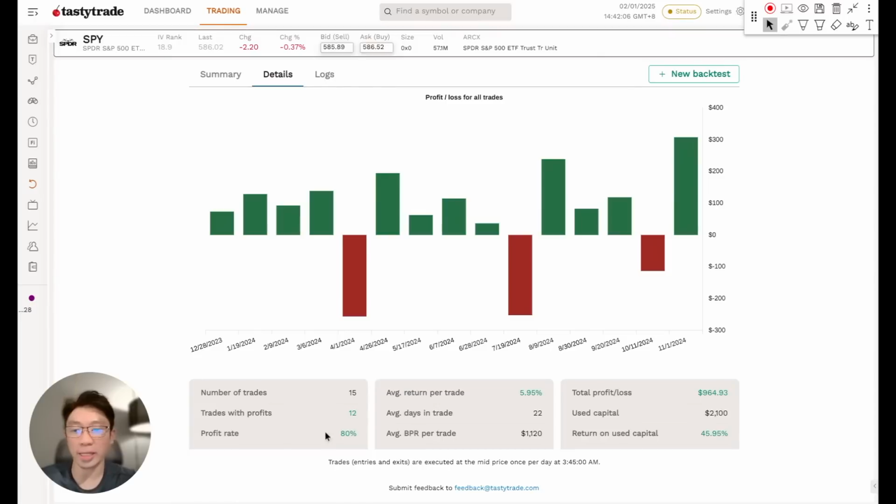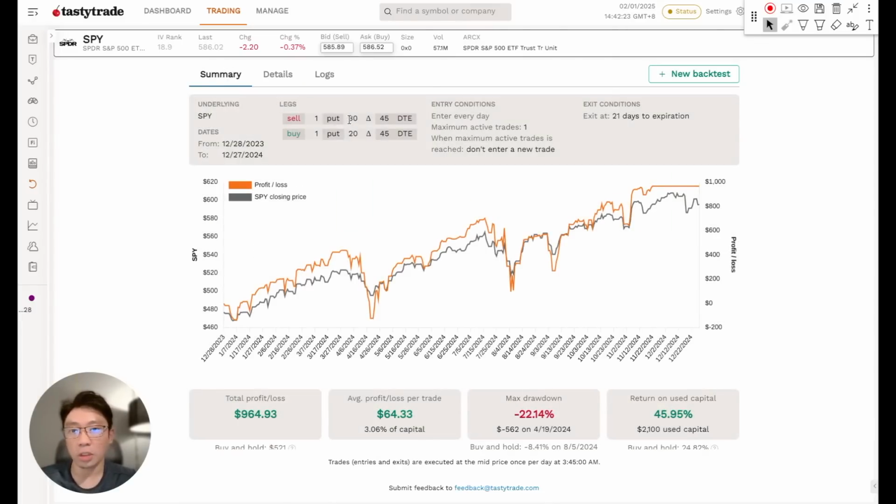But the trade-off for that is that we have a higher win rate. As you can see over here, the profit rate is 80%, and it's actually pretty decent because we chose a 30 delta. So if you go back to the summary, we chose a 30 delta put spread, which means to say theoretically it should have about 70% win rate.